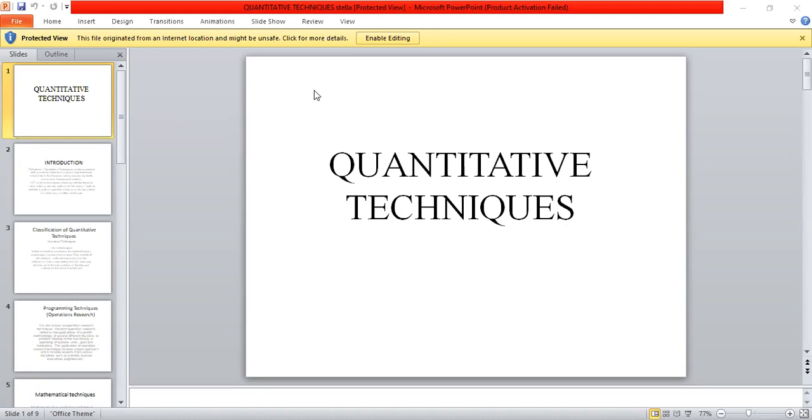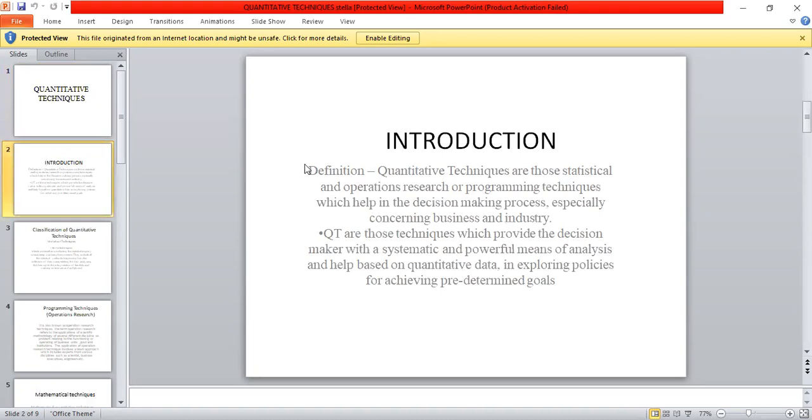Today, we are going to learn about quantitative techniques. On introduction, it gives us the definition of quantitative techniques. Somebody to read for us the definition.